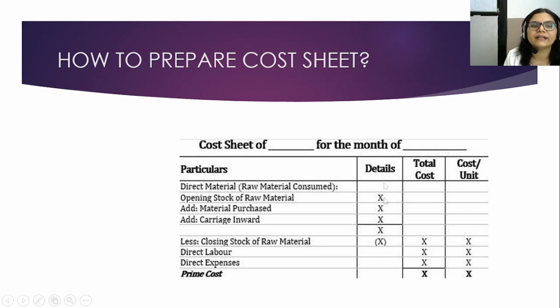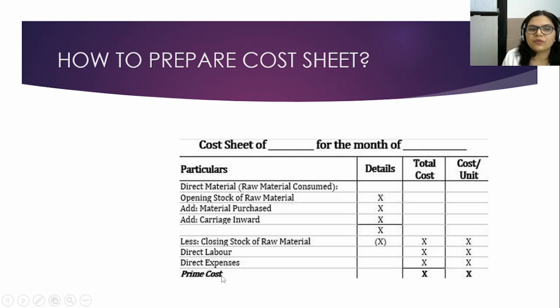It is total cost and details. In the details column, we will include the individual cost. Then we will do the total cost and then cost per unit. Cost per unit is arrived by dividing the total cost with the number of units. So let us start.